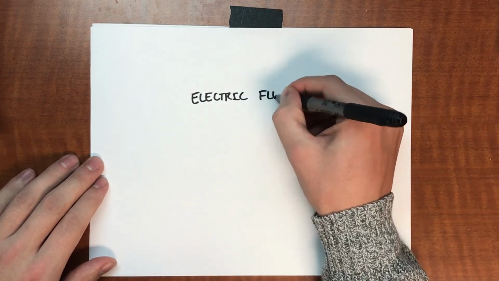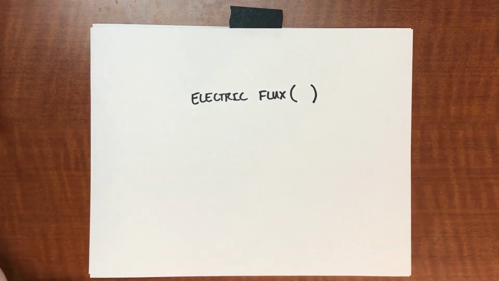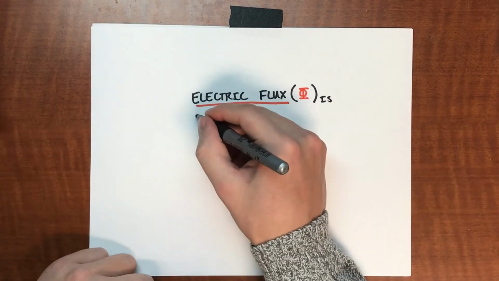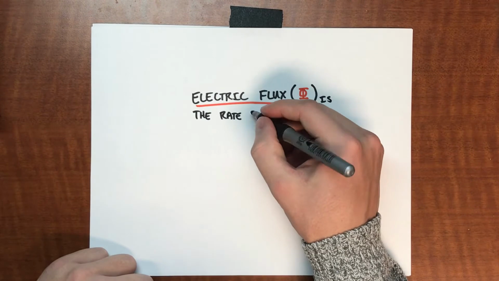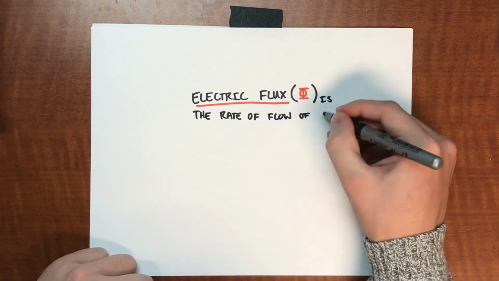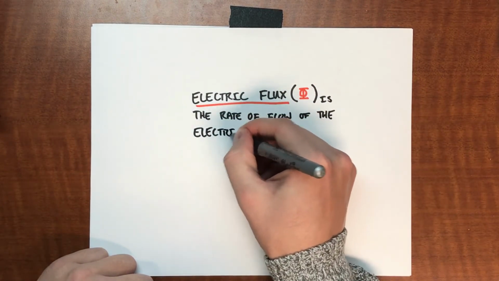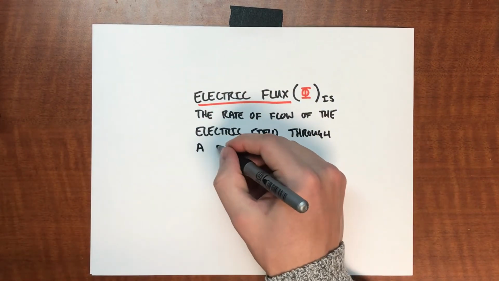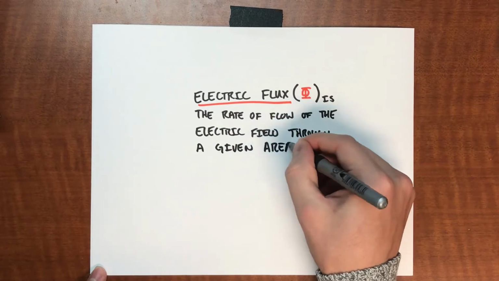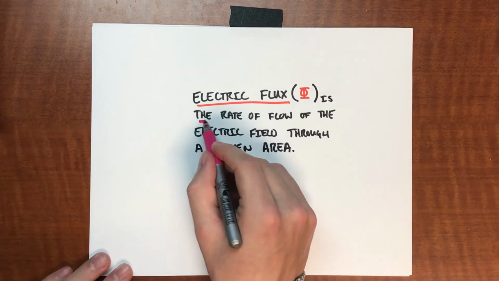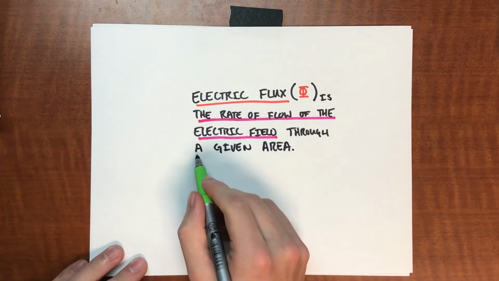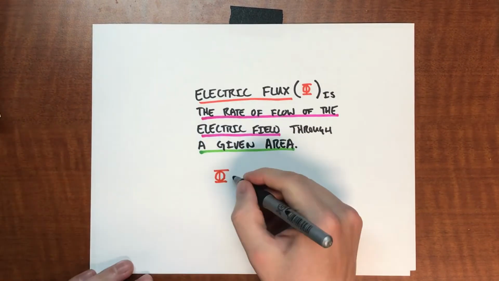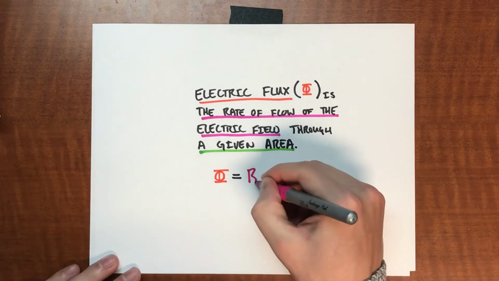Another concept many people aren't familiar with is flux. It's not something that comes intuitively to people. But basically, flux is the rate of flow of a field through a given area. We depict that with the symbol for flux, which is equal to B, the magnetic field strength, times A, which would just be the area of the coil that the magnetic field is acting on.